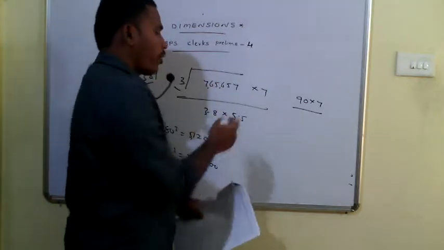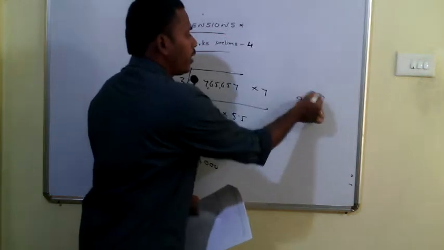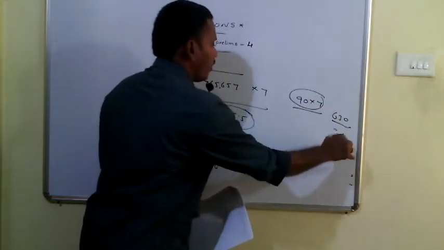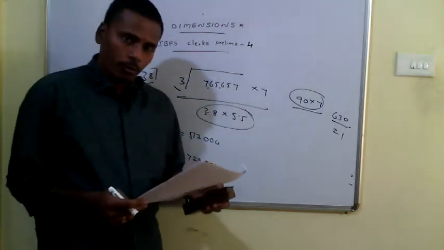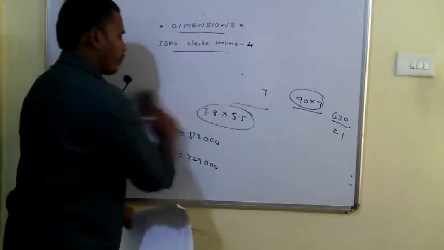If it is 4, 4.5 is 20. Like 22, like that if it is 4. See, 90 into 70 is nothing but 630. So you can approximate this value as 21. 630 by 21 is 30. And your approximate value is 30 for that problem. Okay. Similarly, you can approximate 39 also.